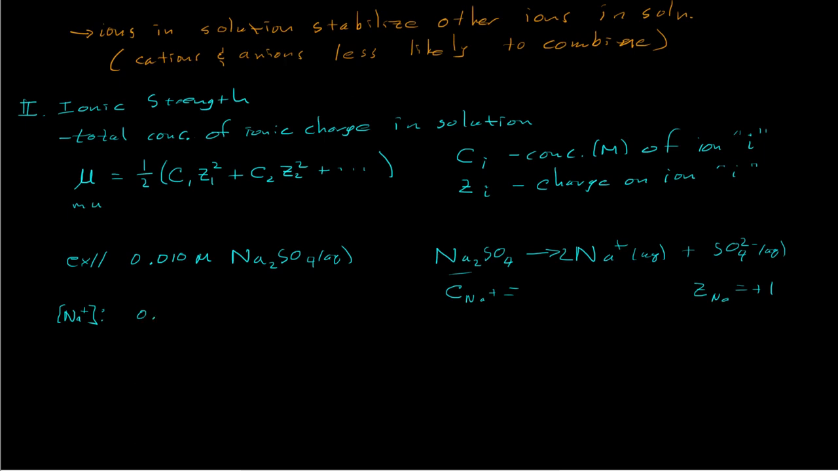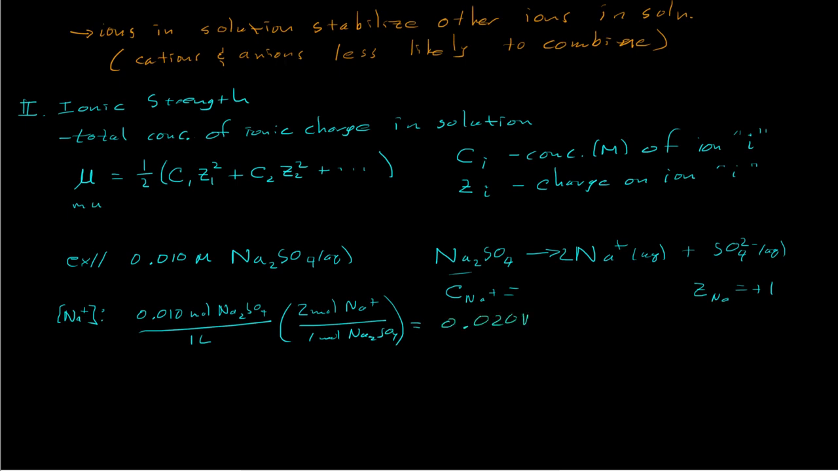So we start out with a solution that's 0.010 molar, and so that means 0.010 moles of sodium sulfate, Na2SO4, per every 1 liter of solution. And then we see from the stoichiometry of the reaction that we produce 2 moles of sodium cations for every 1 mole of the whole compound, Na2SO4. And so that means we're going to have a concentration of 0.020 molar in sodium.